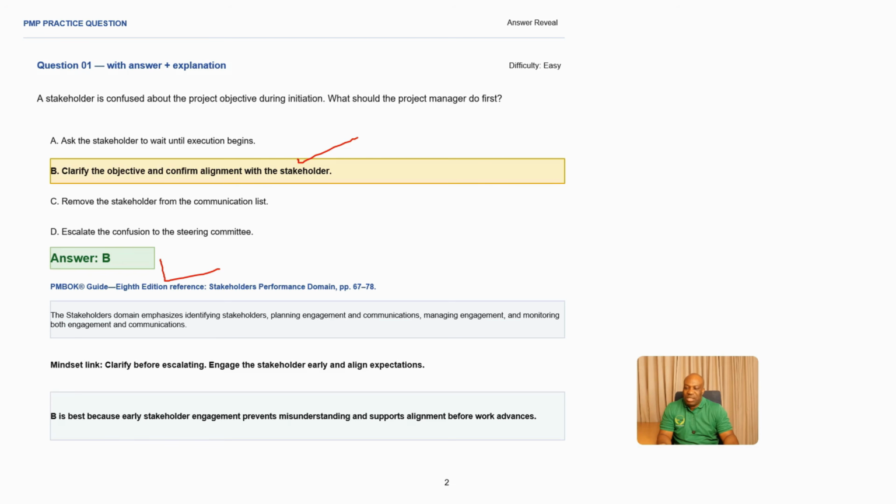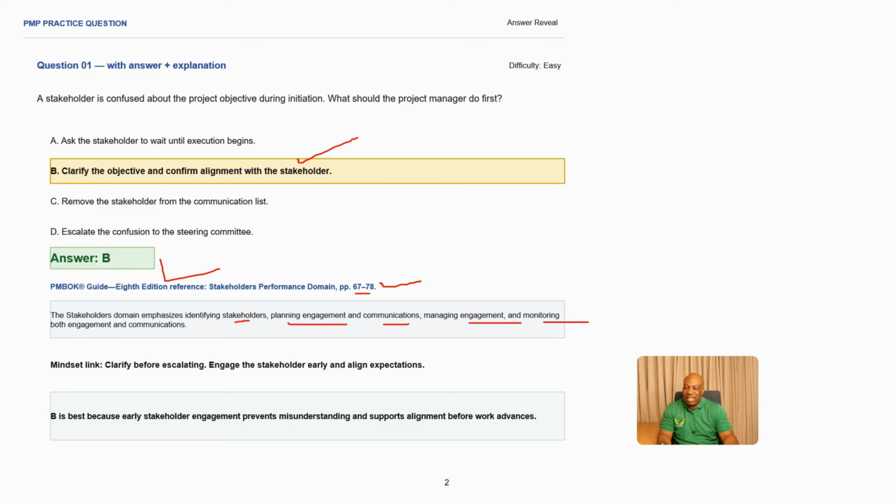So what helps us to answer the question on B, if you go to PMBOK edition 8, you're going to find that there's a stakeholder performance domain on pages 67 up to 78. So you can also use that for your additional reading. So what does it say? It says the stakeholder domain emphasizes identifying stakeholders, planning engagement, communication, managing engagement, and also monitoring. So this is what you get from the PMBOK. As a practice question, it is also very important to make reference to the PMBOK, which is going to be the book that we use throughout.